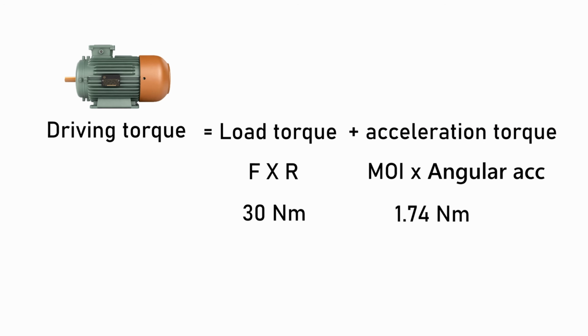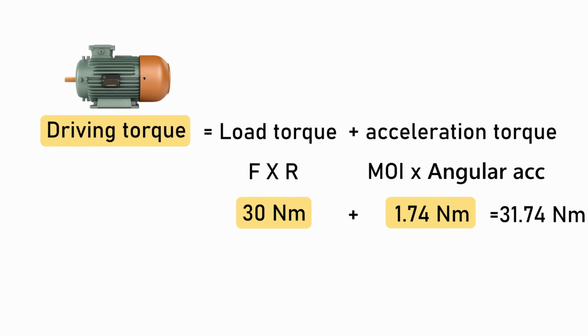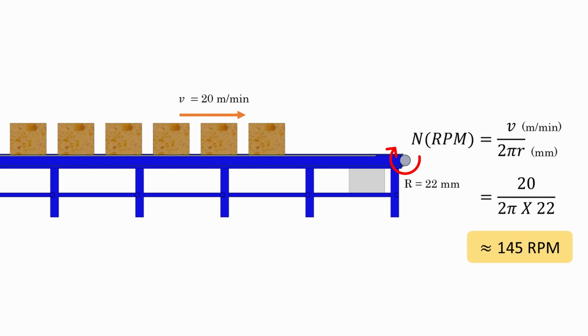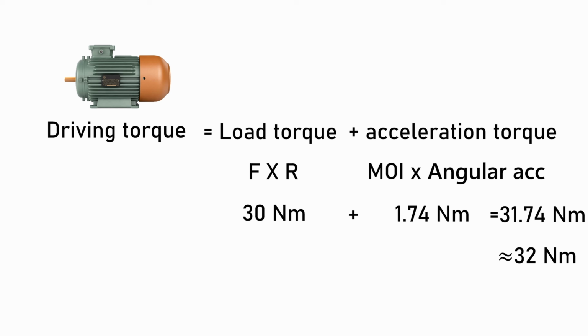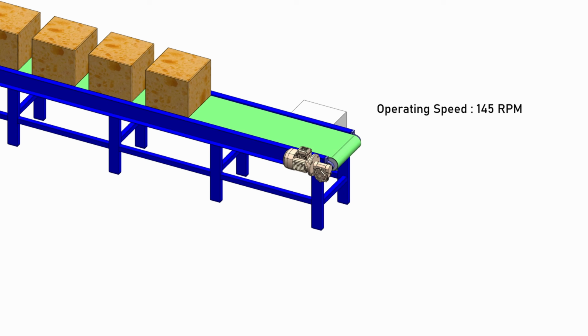So the total required driving torque becomes load torque 30 Newton meter plus acceleration torque 1.74 Newton meter, around 31.74 Newton meter, or approximately 32 Newton meter. So finally, we have the required operating speed 145 RPM and the maximum driving torque 32 Newton meter.